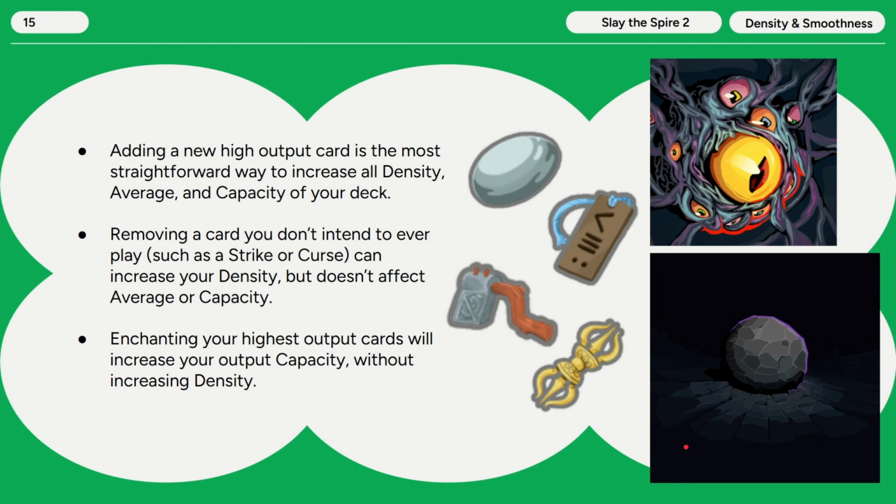Adding a new high output card is the most straightforward way to increase all of those metrics, density, average, and capacity in your deck all at the same time. And removing a card that you don't intend to play, like Strike or a Curse, can increase your density, but it doesn't actually affect your average block, and it doesn't increase your capacity to block either. You can enchant your highest output cards with something like Kafuda to increase your output capacity, or maybe attack something like the Hemming Axe, without increasing your density as well. These ways will increase your output for the deck that you already have.